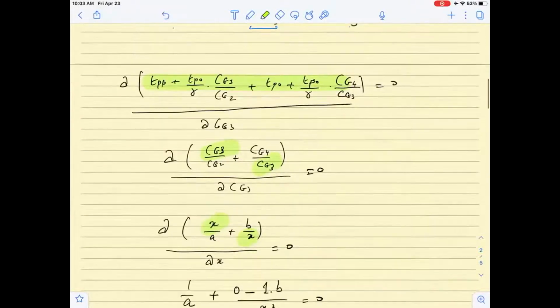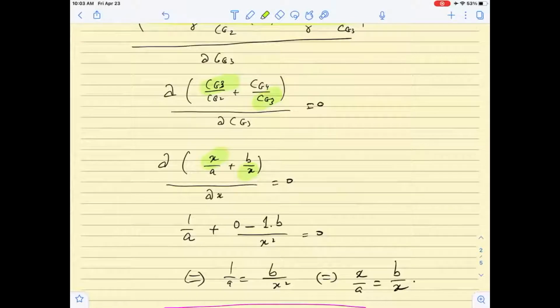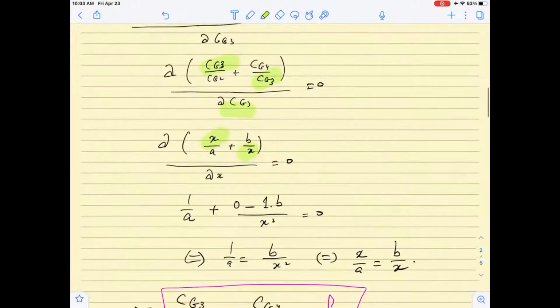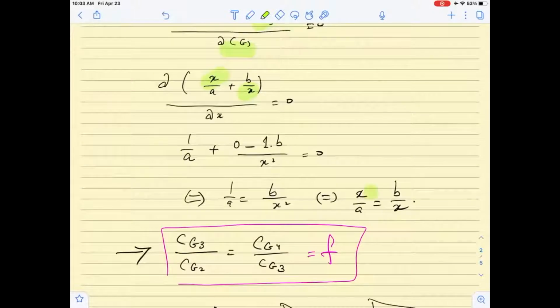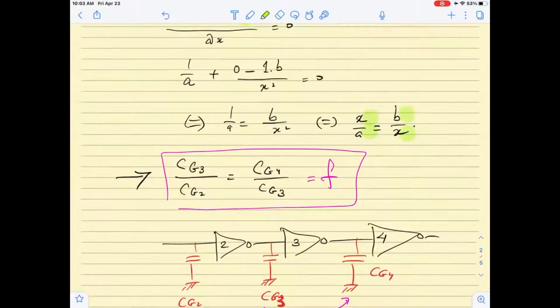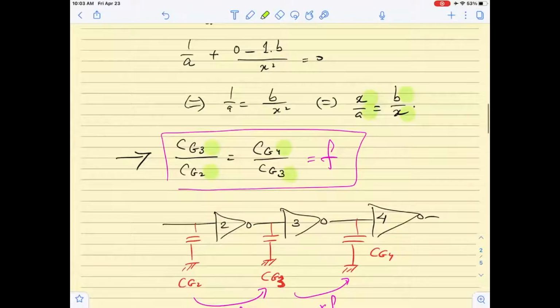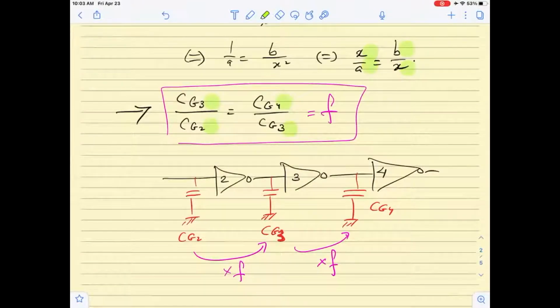If we now treat CG2 and CG4 as constants with respect to CG3, then it's as if I'm differentiating X over A plus B over X with respect to X, and I end up with a relationship where X over A is equal to B over X. So the optimal delay is related to the fact that I should have CG3 over CG2 equal to CG4 over CG3. That is, as if the ratio of 3 to 2 is the same as the ratio of 4 to 3.